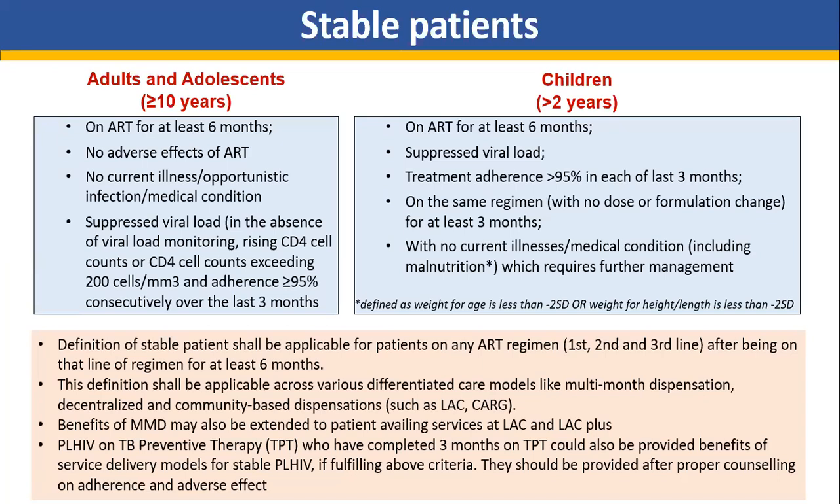And people who are on tuberculosis preventive therapy and who have completed 3 months of IPT, they could also be provided benefits of differentiated service delivery models if they are stable and are fulfilling the above criteria. And they should be provided with proper counseling for adherence and for adverse effects if there is any.